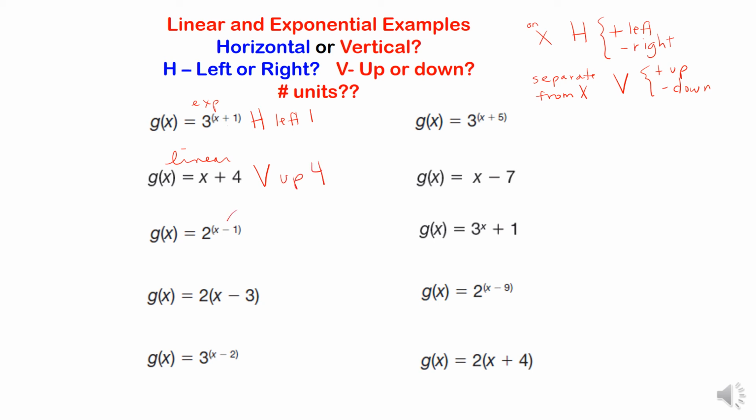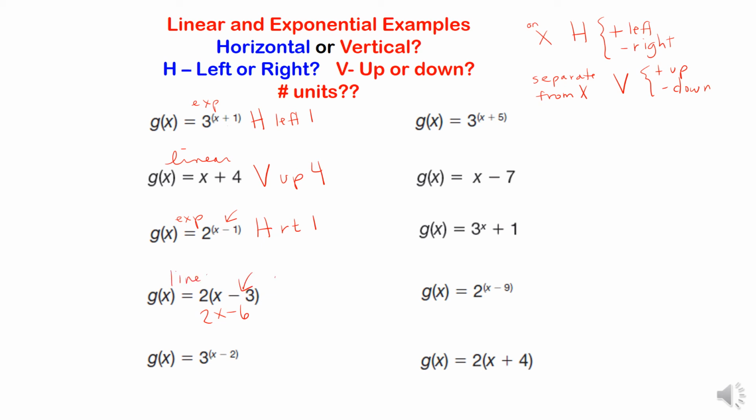Okay, this one is on the argument. This is an exponential. So I'm going to say this is horizontal. And since it's minus, it's right 1. Okay, this is a linear. I can tell that right away because if I distribute it, it would be 2x minus 6. But because it's on the argument, I know that this is linear.